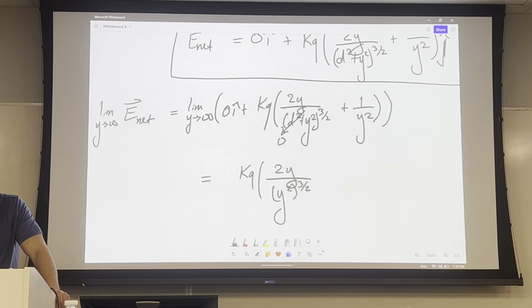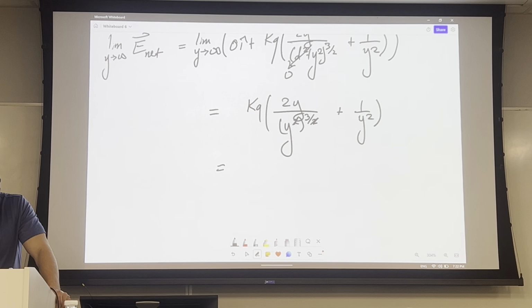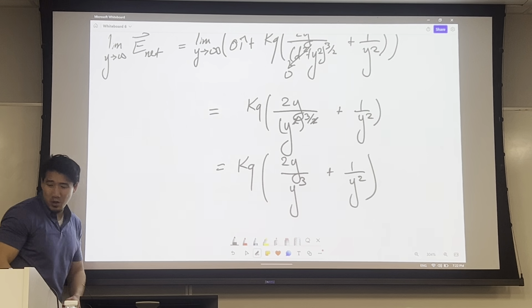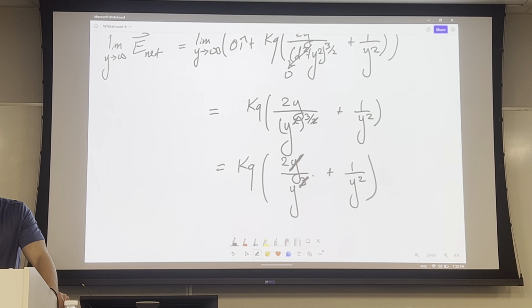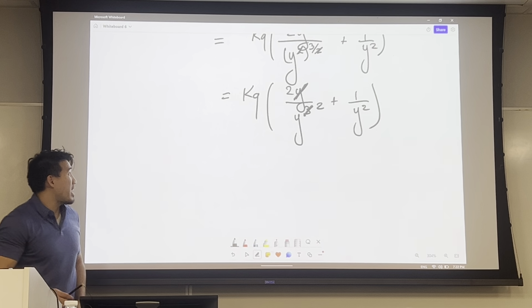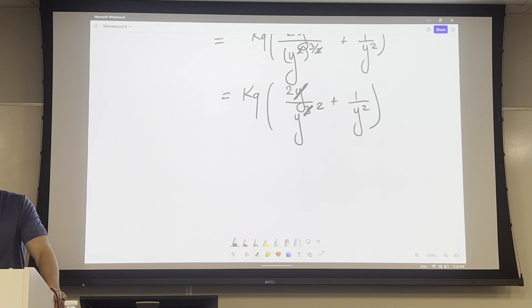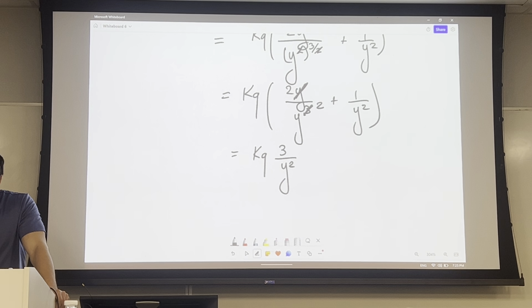Yeah. This cancels with that, plus 1 over y squared. And so what you get is kq times 2y over y cubed plus 1 over y squared. There's a y here, y over y cubed. One of these cancels, the power is lowered. And now you see that these two terms have the same denominator, so you can add, and you get kq times 3 over y squared, which is simply 3 times the electric field of a point charge, as we expected.